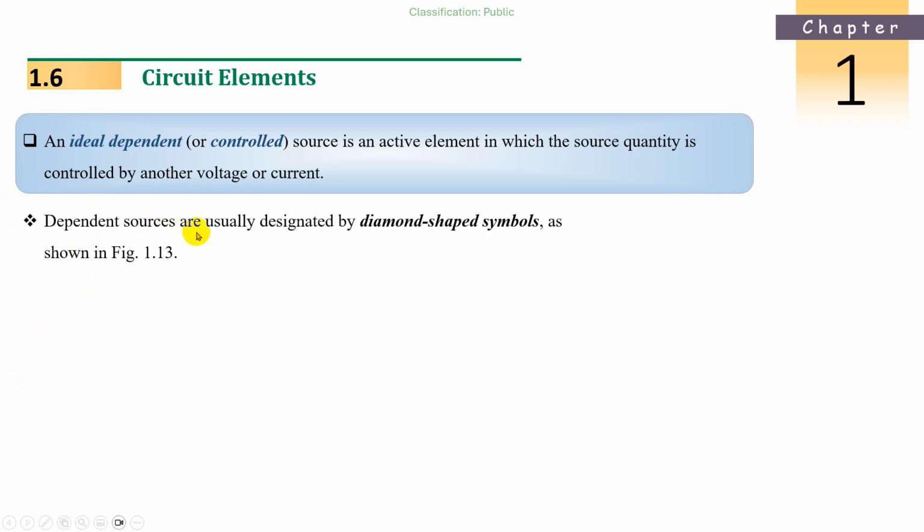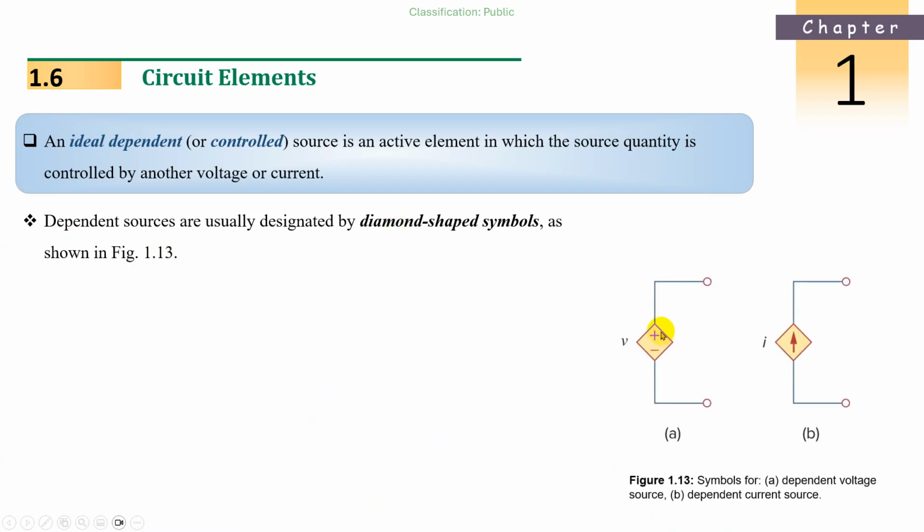Okay, dependent sources are usually designated by a diamond shaped symbol. Now, good point: how to denote this one? In the previous case, the ideal independent sources, how do we denote them? With a diagram, a circle, right? Circle with line, plus minus, the heavy line and the small line, right? But here you have to differentiate. Now we have to use the diamond shape.